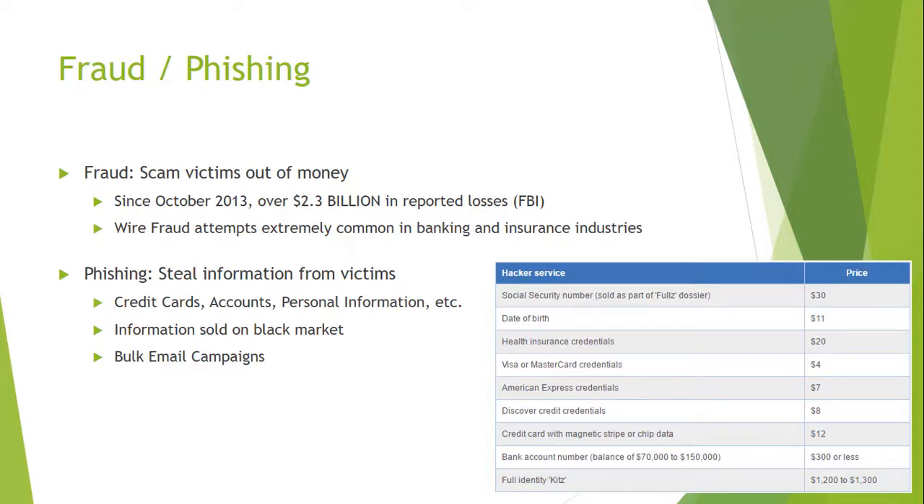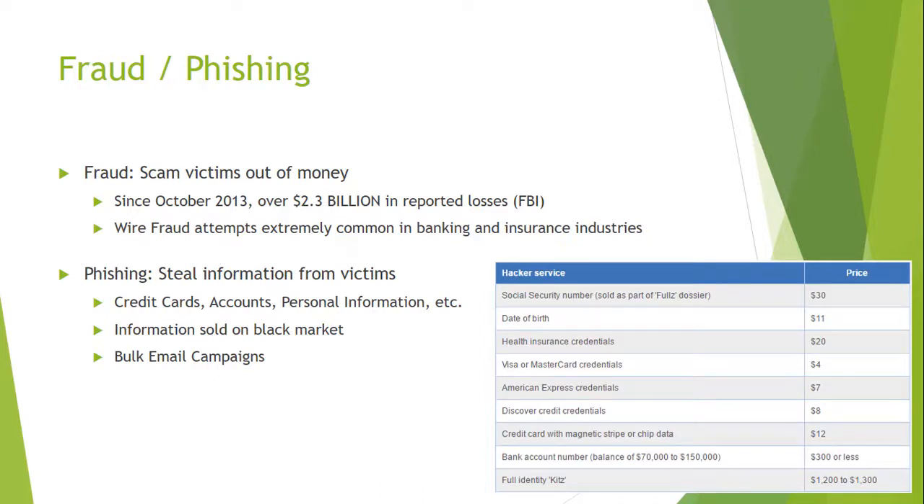Phishing is another form of cybercrime that is much related to fraud, but a little bit different. The idea here with phishing is, instead of directly stealing money, to instead steal information from victims. That information then often can be turned around and sold on the black market for a financial gain. So this would be things like credit card numbers, social security numbers, bank account information, things like that.